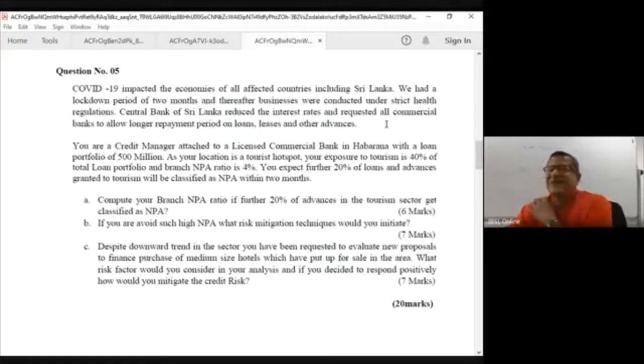If you read this, it's COVID-19 impact the economies of all affected countries, including Sri Lanka. We had a lockdown period of 2 months. This is the first wave of COVID. And thereafter, businesses were conducted under strict health regulations. The Central Bank of Sri Lanka reduced the interest rates and requested all commercial banks to allow a longer repayment period on loans, leases, and other advances. You are a credit manager attached to a licensed commercial bank in Habarana with a loan portfolio of 500 million. Now you need to note down some of these figures which I mentioned.